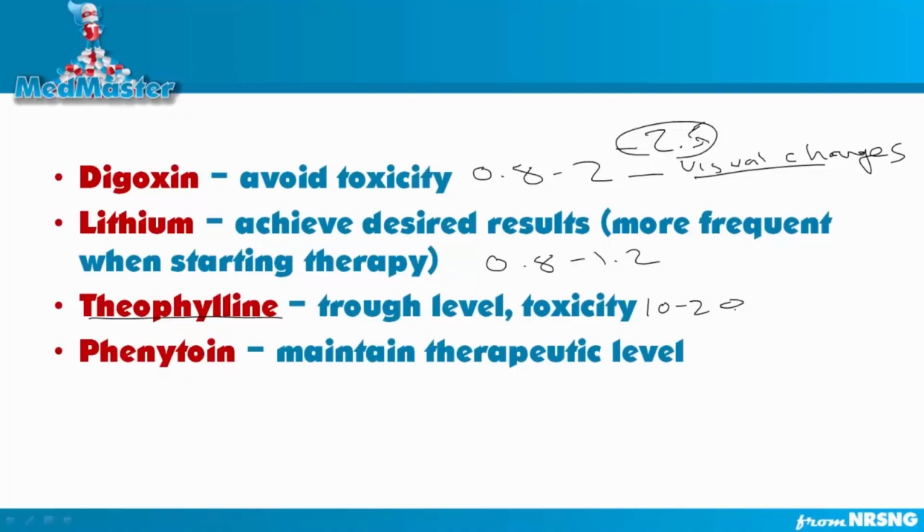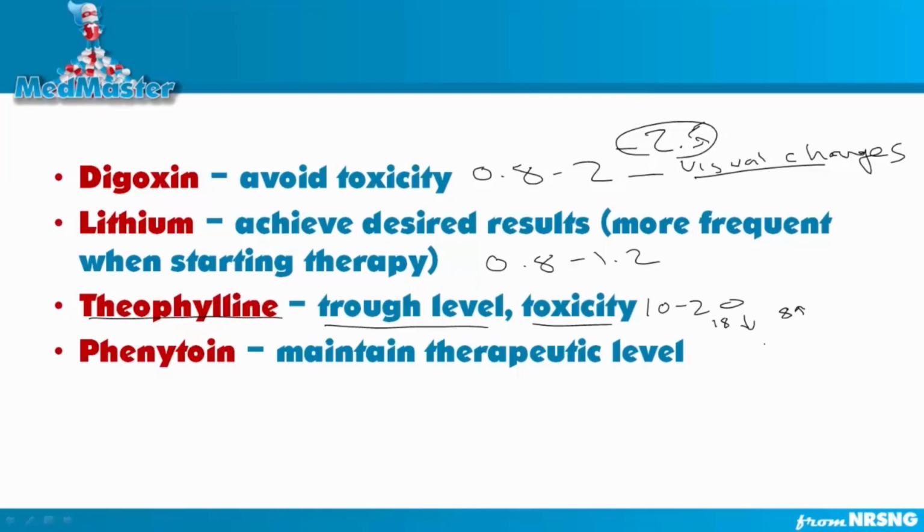Okay. And what we do usually with this is we check a trough level. What trough level means is it's a level that's drawn before the next dose is given. Based on that, we can adjust our dosage. So right before the patient's going to get their next dose of theophylline, we take a trough level. If their level is 18, we could decrease our dose. If the level is 8, we could increase our dose for the next dose. And then it also helps us to monitor toxicity.